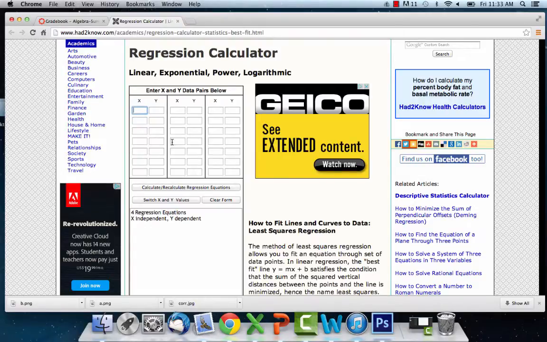So I'm just going to give values here, 1, 2, 3, 4, 5, and then I'll say 5, 27, 122, 633, and 3220. Okay, so I'm purposefully trying to make it fairly exponential. And then we just hit calculate.